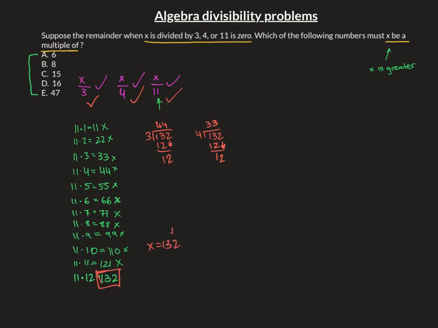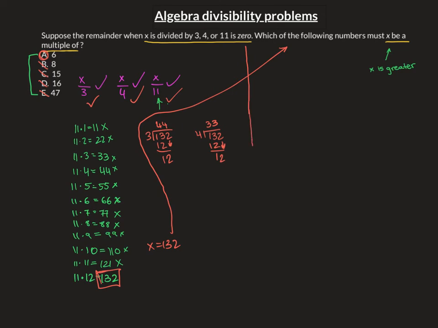Now if we look back to our question, which of the following numbers must x be a multiple of? If x must be a multiple of it, that means we look at our choices A, B, C, D, E, and see which of these numbers can be multiplied by a number to get 132. So we can just divide. So 8 will not work, 15 won't work, 16 won't work, and 47 won't work. So that leaves just 6 left. Now that was the first method.